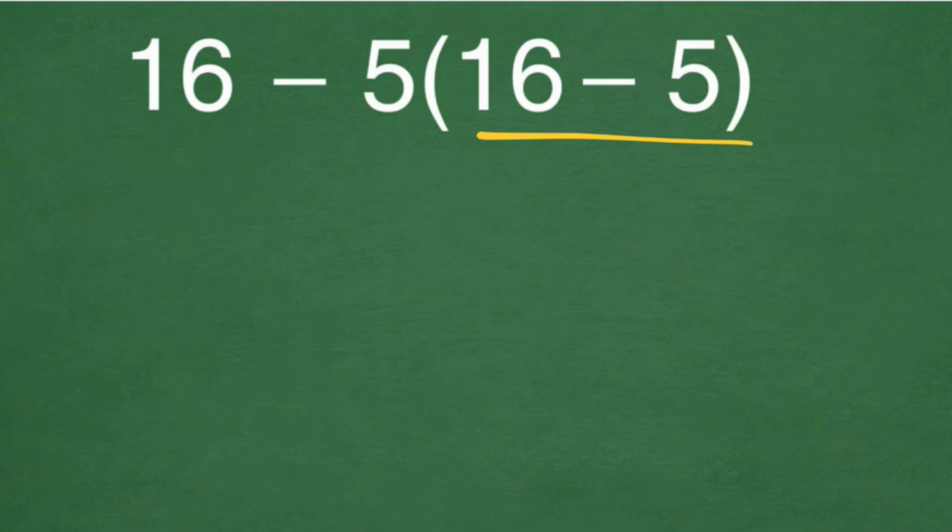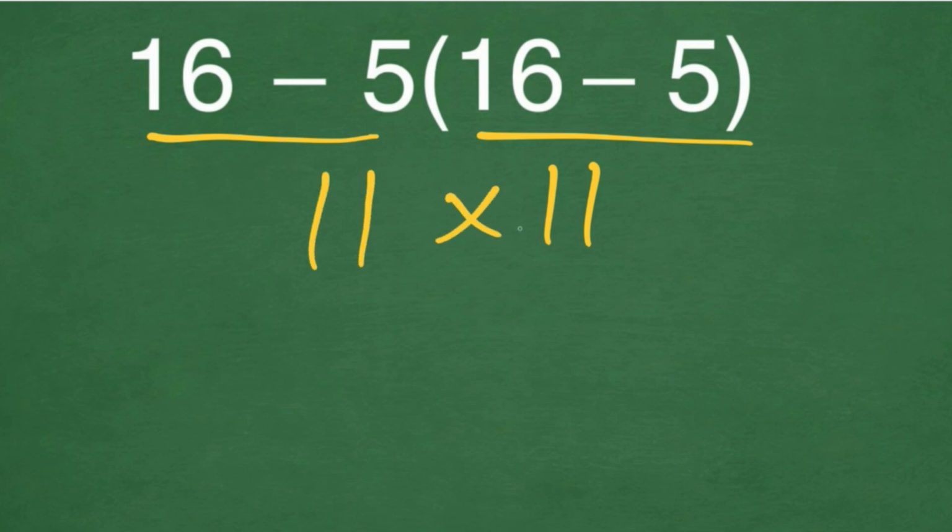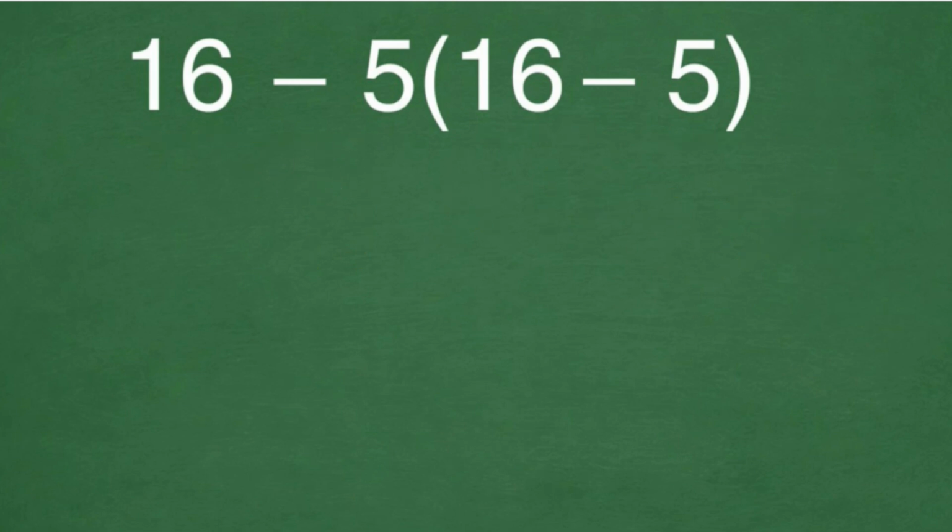60 minus 5 gives us 11. And again, here we have 16 minus 5, and that also gives us 11. And 11 times 11 is equal to 121. But this answer is not correct because according to the order of operation, PEMDAS, which I will write here.